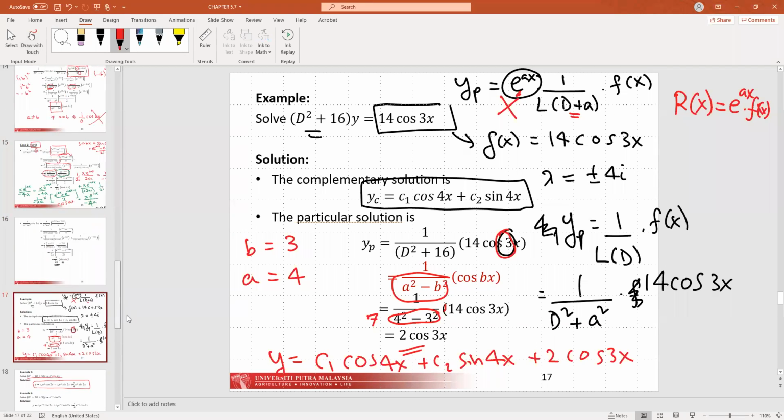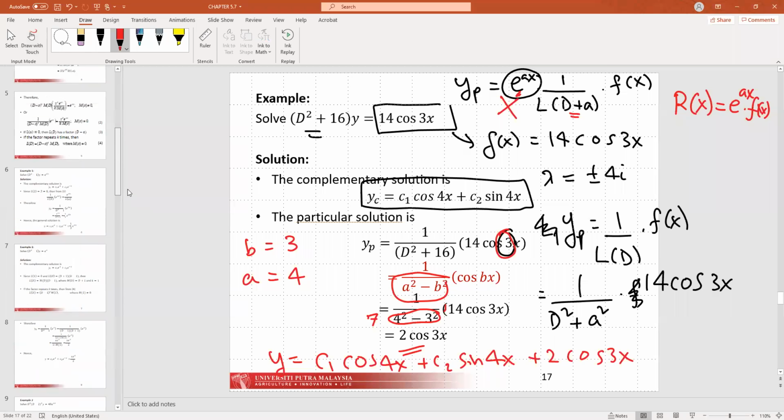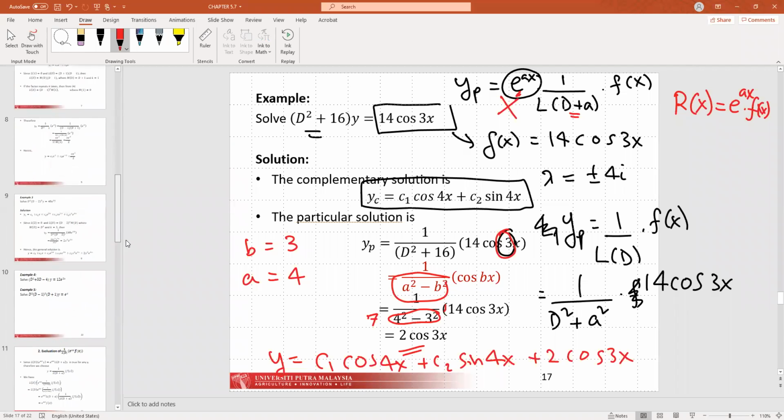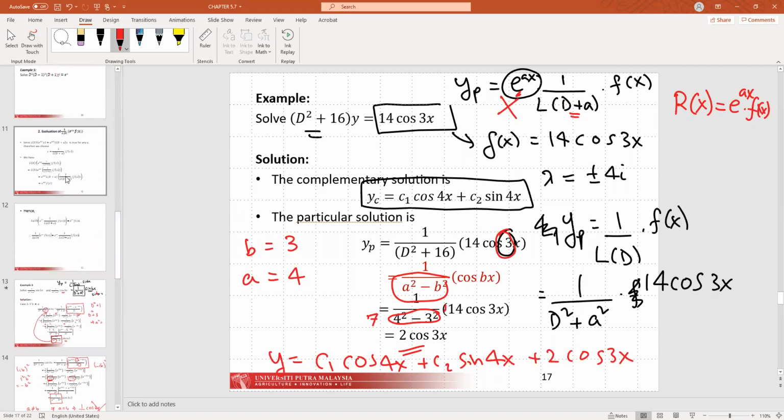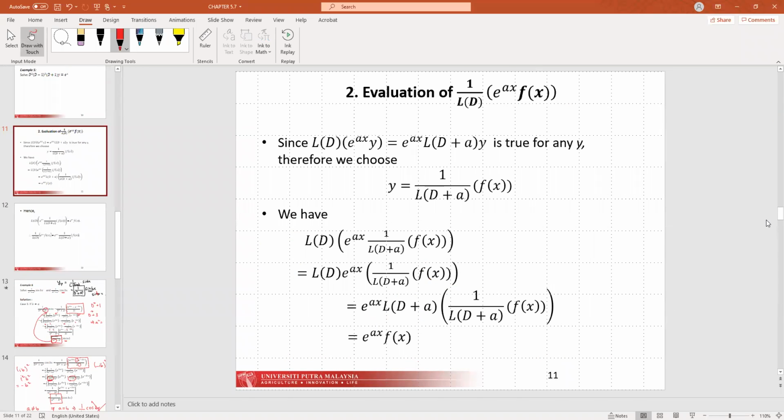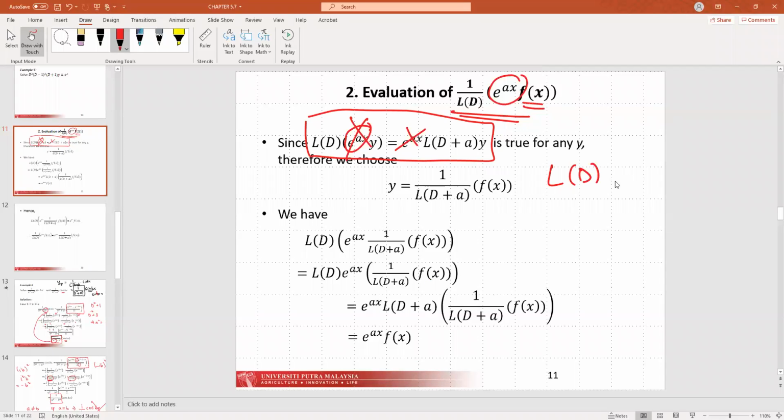Sebab tu kalau awak tengok evaluation yang original tadi, yang ni sebab dia ada E to the AX FX, sebab tu saya buat exponential shift. So bila yang ni tak ada, dia akan jadi L of D of Y sahaja, sebab dia tak ada E to the AX. Jadi dia anggap A tu sebagai kosong lah maksudnya, doktor.